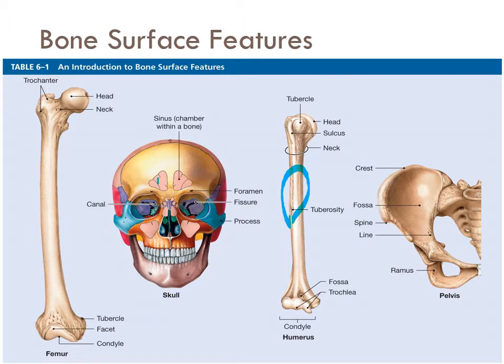Here we have a tuberosity. This is the deltoid tuberosity. So it's where your large deltoid muscle comes down and attaches into the shaft of the humerus. That is the deltoid tuberosity. So that's sort of a large roughened area where that muscle attaches.